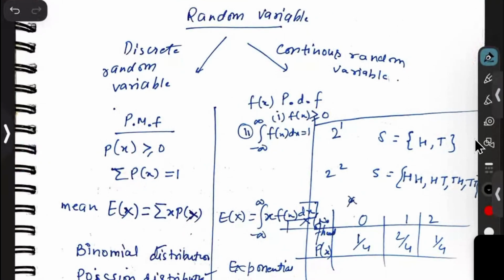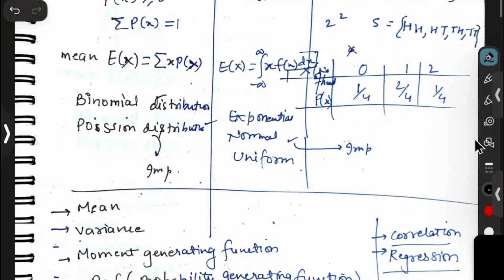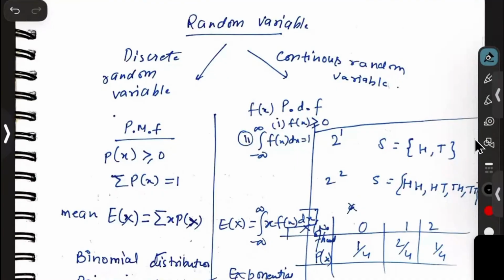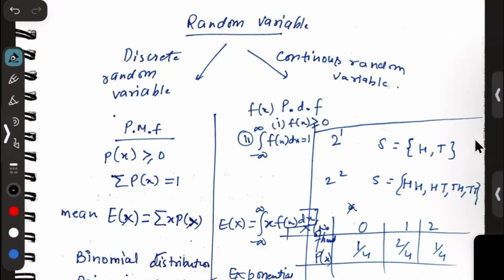Random variables. So what are random variables? The first question that comes to our mind is: what is a random variable? Basically, a random variable is any number assigned to a particular event.